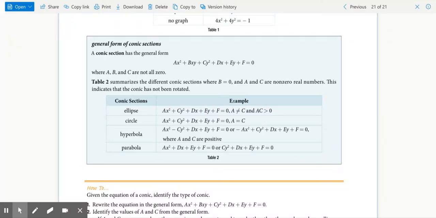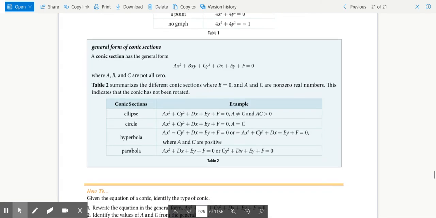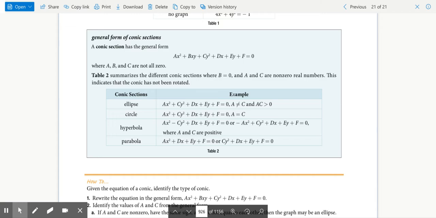Hey guys, today we are looking at section 10.4, rotation. So we're going to be rotating conic sections. First, before we rotate them, I want to talk about the general forms of the conic section equations, because those are what we're going to be using when we're rotating them. So the most general form is this one.